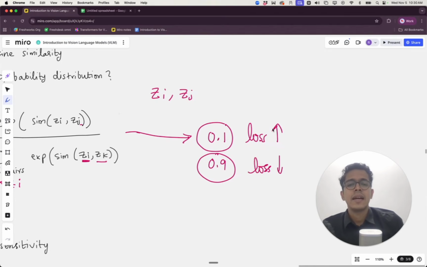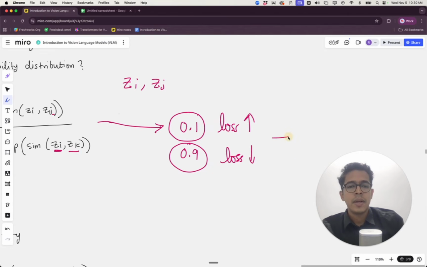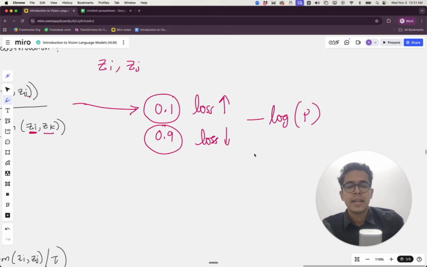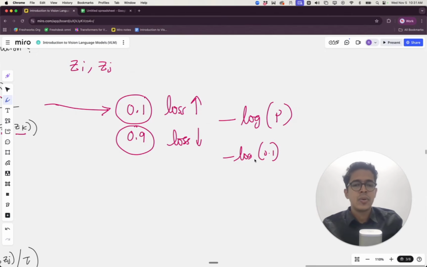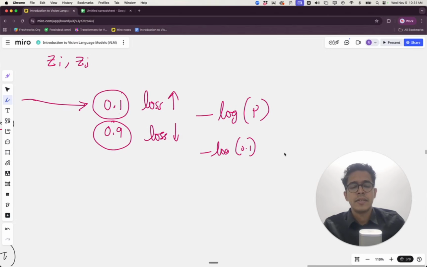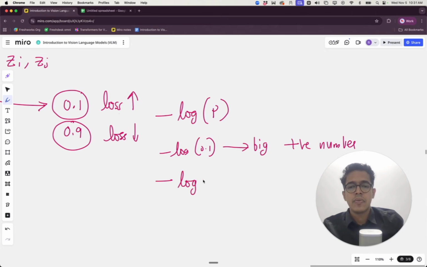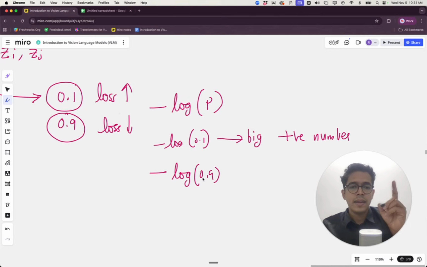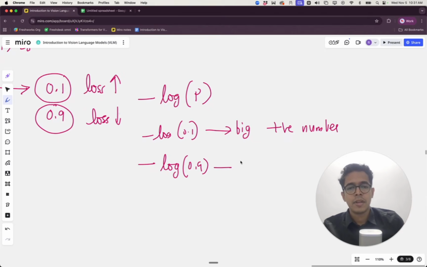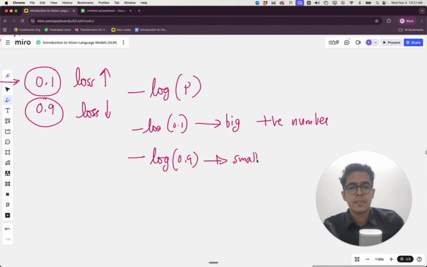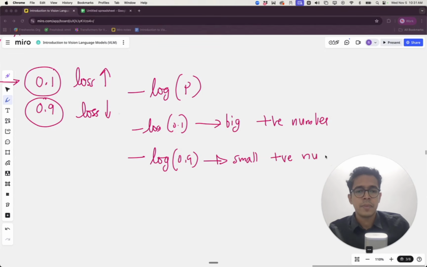And what is the function that can allow us to do this? You simply take the negative logarithm of p. What is negative log of 0.1? The logarithm of 0 is negative infinity, so the logarithm of 0.1 will be a big negative number. So negative of negative will be a big positive number. And what is negative log of 0.9? The logarithm of 1 is 0, so negative log of 0.9 will be a small positive number.